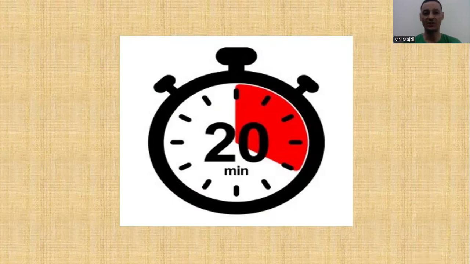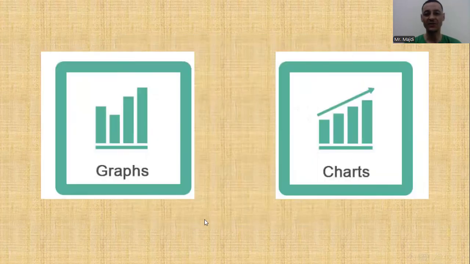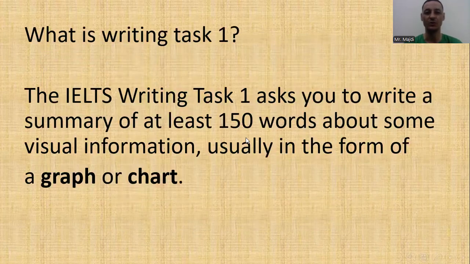Okay, the time given to you. Cambridge books suggest that you spend 20 minutes on the first one and 40 minutes on the second task. You know, IELTS writing is about two tasks, task 1 and task 2. I would say no, don't spend that much time on writing task 1. If you practice well, you can finish that in 15 minutes and save 5 more minutes for writing task 2 because it has more marks. Okay, graphs and charts. Remember these two words.